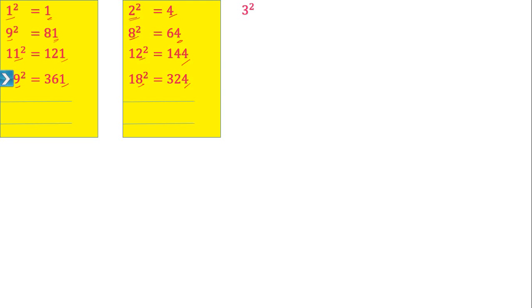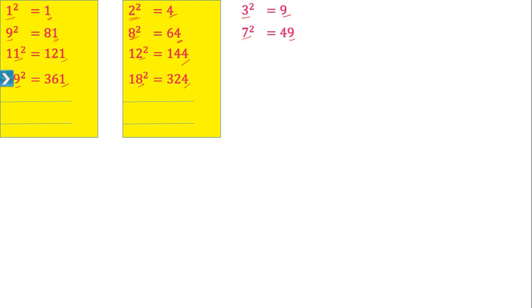Now see the next set of examples. 3 square is equal to 9. Which is the next square number which ends with 9? That is 7 square is equal to 49. See here, 3 in the units place ends with 9, 7 in the units place ends with 9. So if the number has 3 or 7 in the units place, then its square ends with 9.